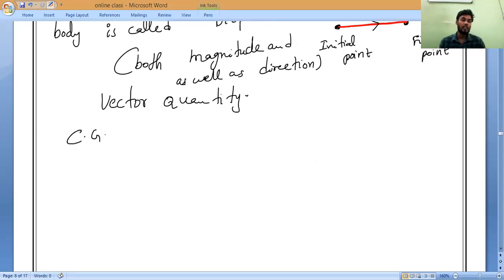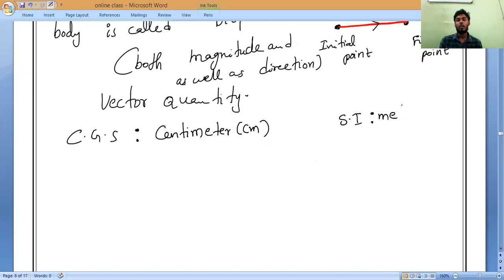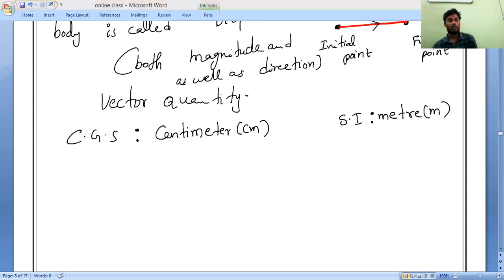Now, CGS unit. What is the full form of CGS, Danishkar? Centimeter gram second, sir. Very good. So the CGS unit of distance is centimeter. What is the SI unit of displacement? Meter. Again, meter. Understood? What is the full form of SI? Standard international unit. Clear, everyone? Standard international unit.